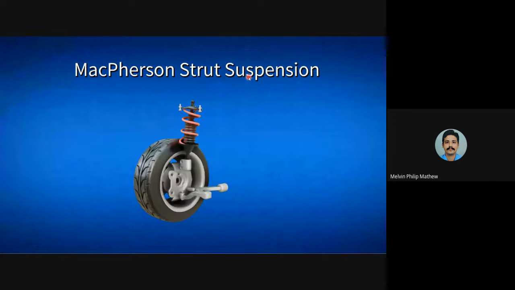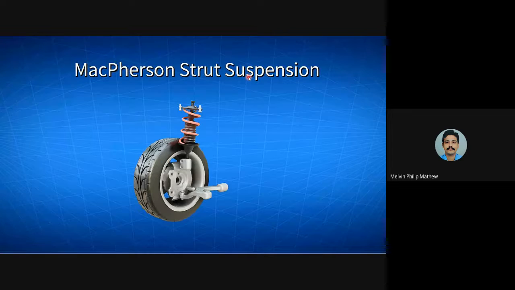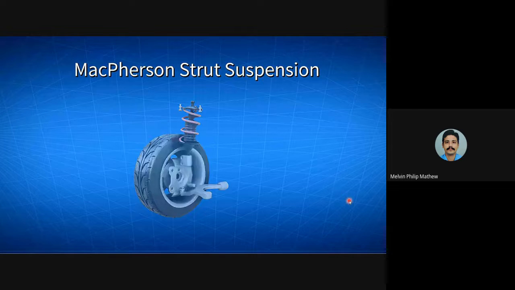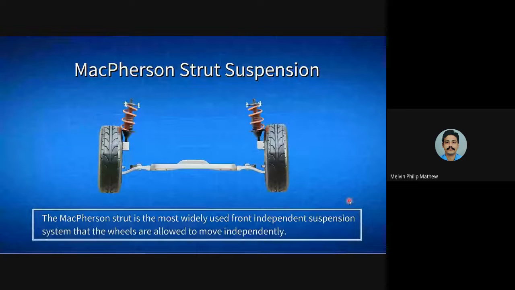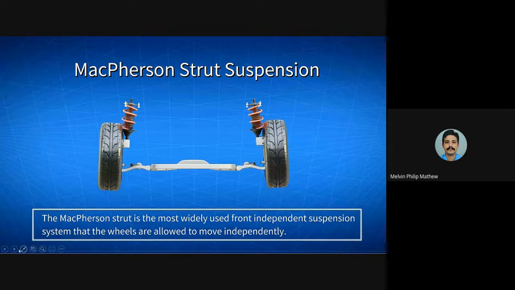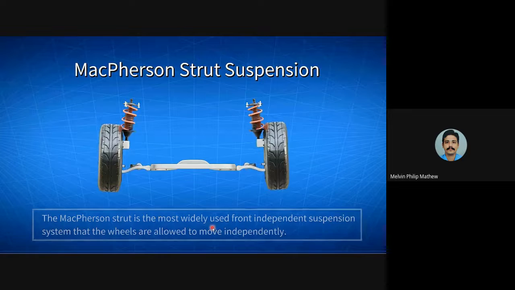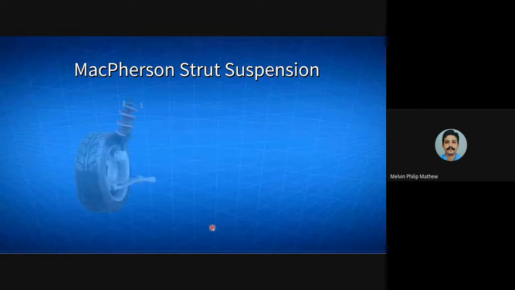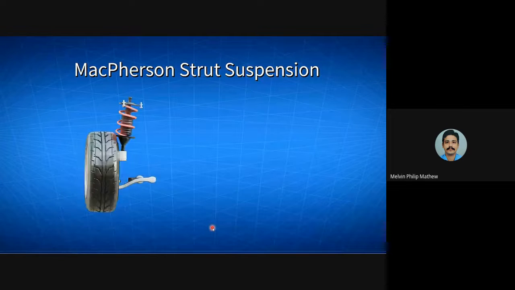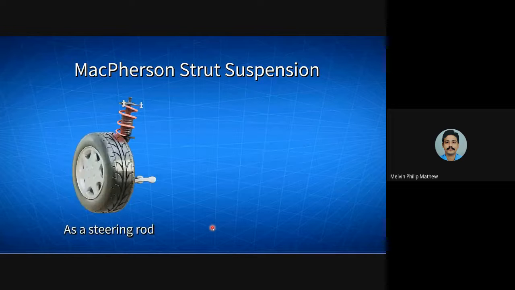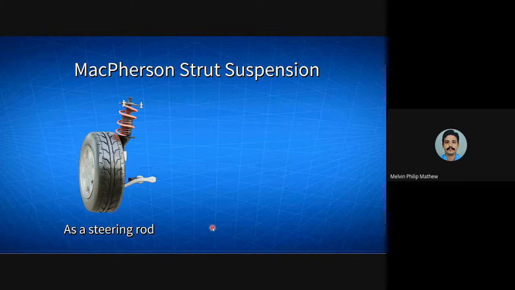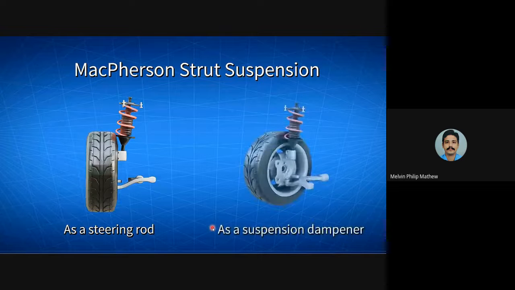So you can watch the video. Macpherson strut suspension. The Macpherson strut is the most widely used front independent suspension system, in which the wheels are allowed to move independently. This is how it works. A Macpherson strut suspension combines two major functions: as a steering rod, and as a suspension dampener.